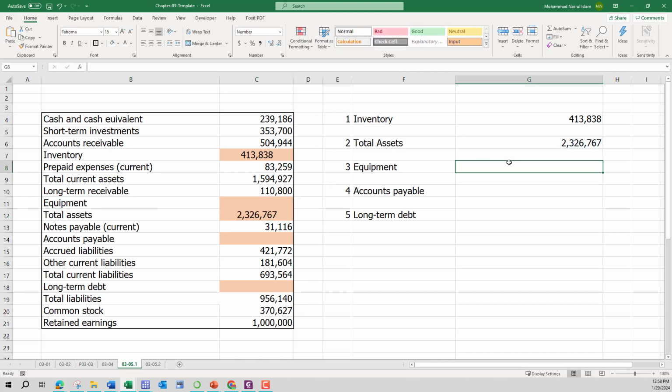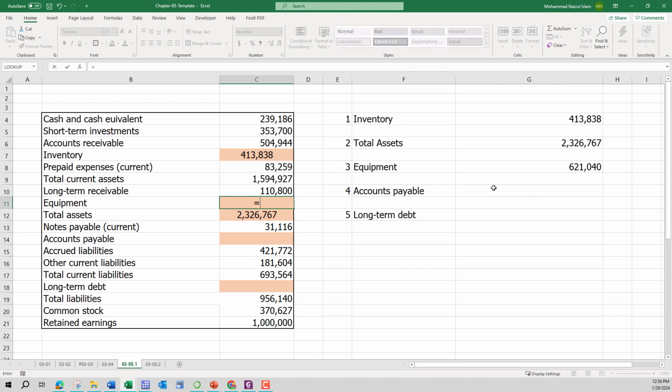And then equipment. The equipment would be equal to total assets minus total current assets, minus total long-term receivables. So this is our equipment. This should be equal to this.